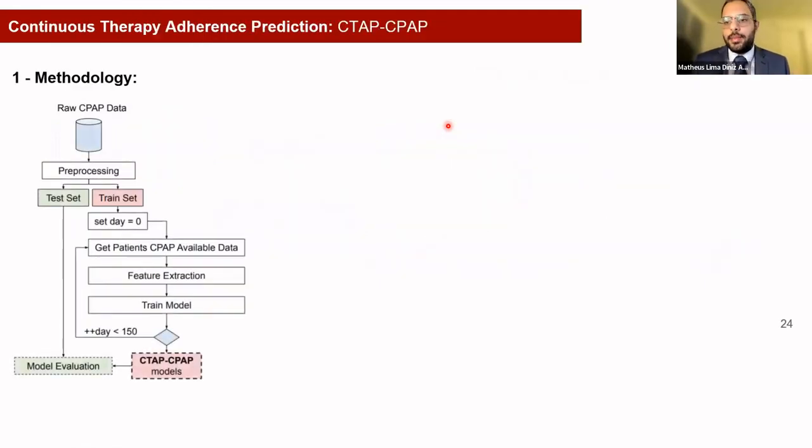And how do I do that? What is the methodology behind this CPAP approach? From the raw data, I pre-process the data and separate it into a test set and a train set. And we start this loop for every day, from day 1 until day 150. We get the data from the patient from day 0 until the day we are creating the model for. We extract features from the time series of each patient, and then we train a machine learning model to predict using the target period. So we perform this loop 150 times until we have 150 models, and then we test and evaluate them with the test set.